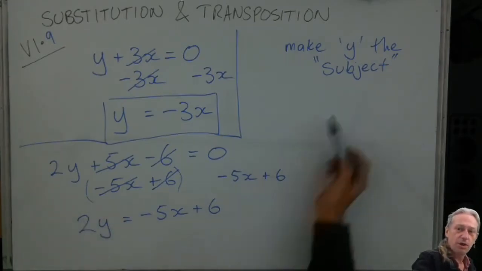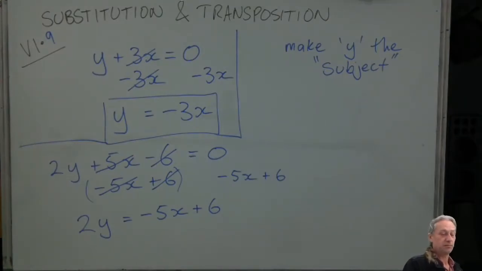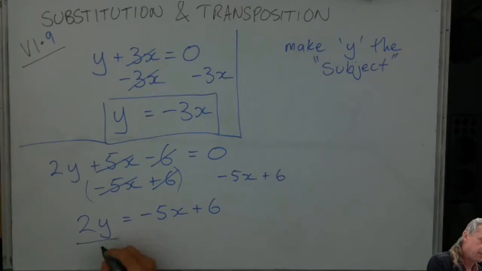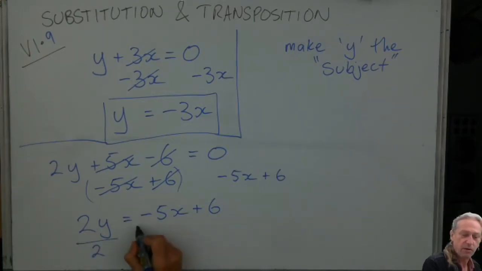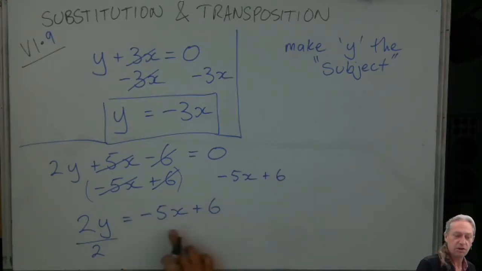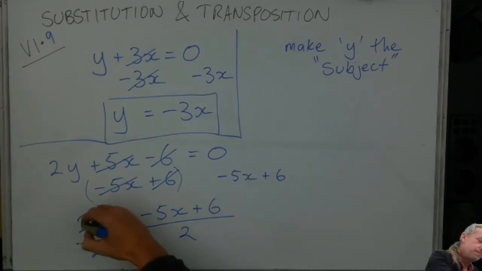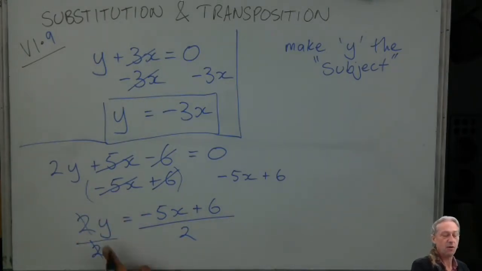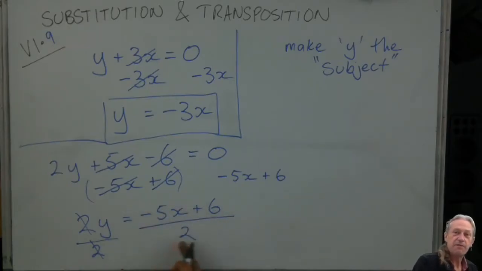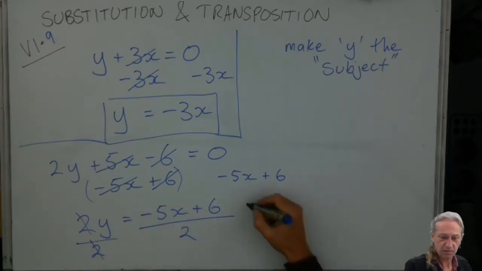But this is 2 lots of y, and we just want y on its own. So we need to divide both sides by 2. Now, this is everything, not just this term, but both terms, divided by 2. I hope you're okay with having 2 terms at the top of the fraction. Over here, they cancel, so we've got y on its own, but we can simplify this a little bit.